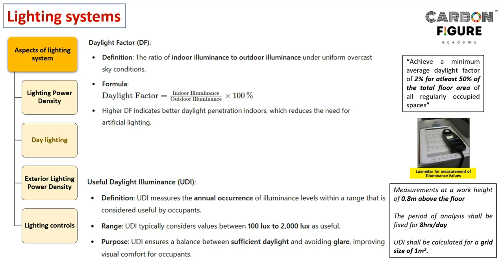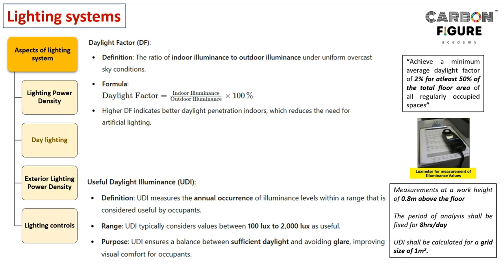With respect to the threshold, achieve a minimum average daylight factor of 2% for at least 50% of the total floor area of all regularly occupied spaces. That is the fundamental threshold for IGBC guidelines, right? Here is a lux meter for measurement of illuminance value. It's like a handheld mobile phone, a huge phone, right?